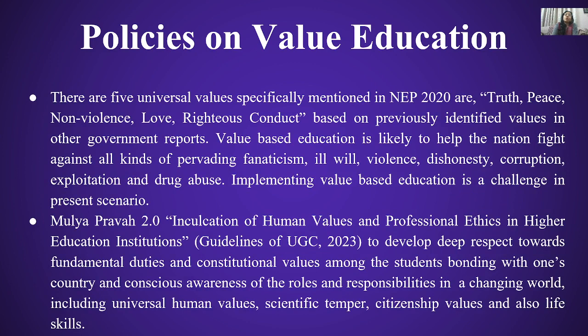Then, what are the policies of the Indian education system, their sayings or recommendations on the inculcation of value education? So there are many policies that have been set in the same manner. There are 5 universal values specifically mentioned in our recent National Education Policy 2020. What are these 5 universal values? These are truth, peace, non-violence, love and righteous conduct. These are based on previously identified values in other government reports.